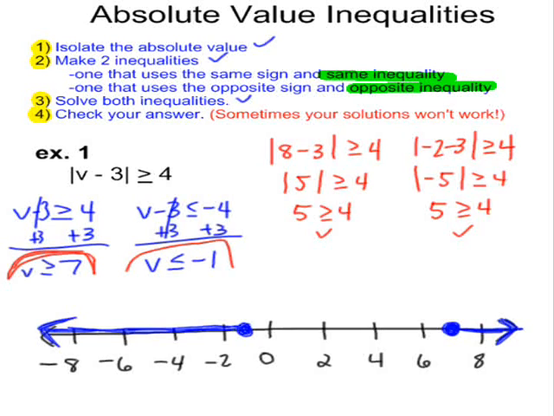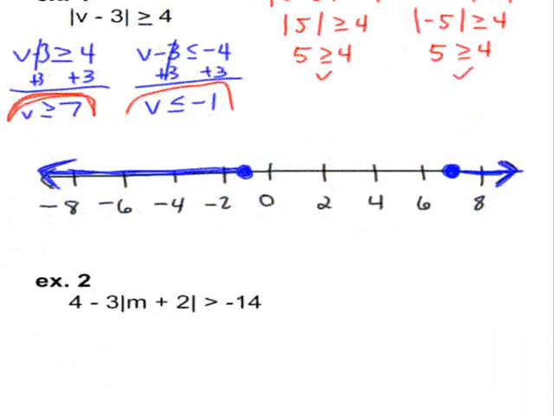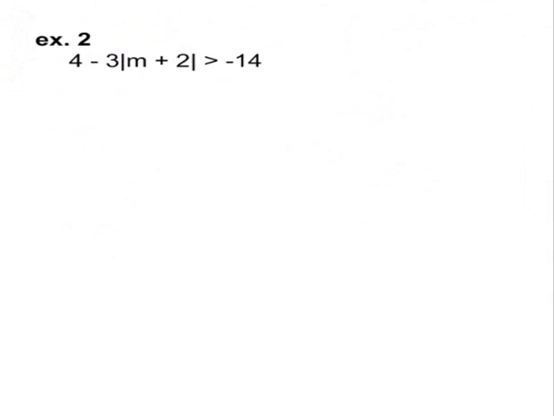Let's take a look at example 2. That'll be our last example for the day. It's a little bit more complex than example number 1, but we can handle it. Step number 1 says isolate the absolute value. We're going to have to do that first.